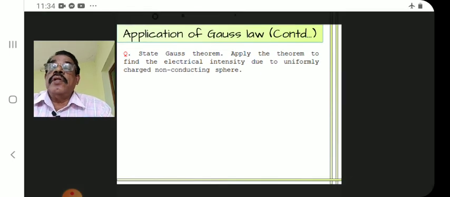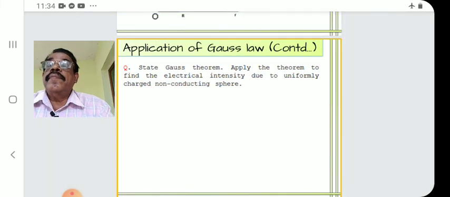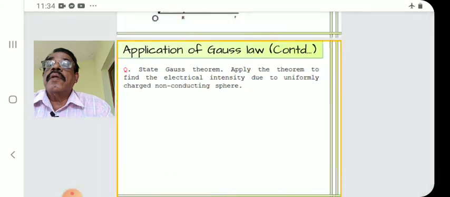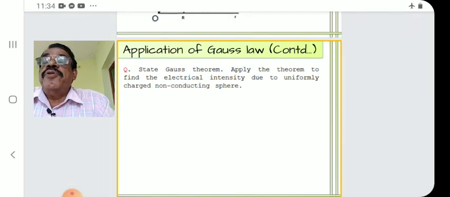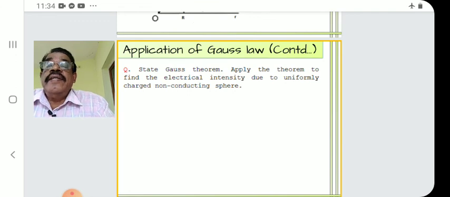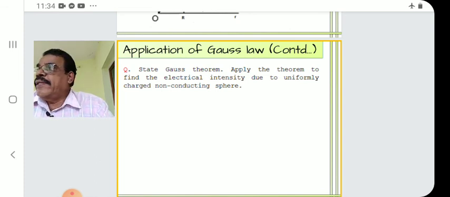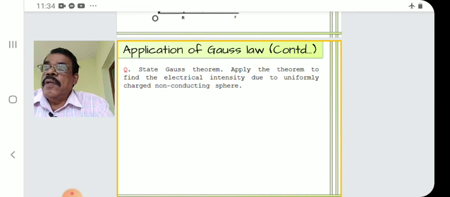And this is the question. State Gauss theorem. Apply the theorem to find electric intensity due to a uniformly charged non-conducting sphere. A conducting sphere can be asked, or a non-conducting sphere can be asked. The difference is in the case of a point inside.